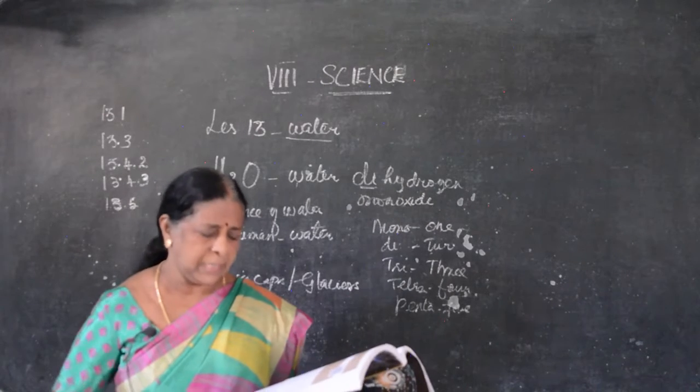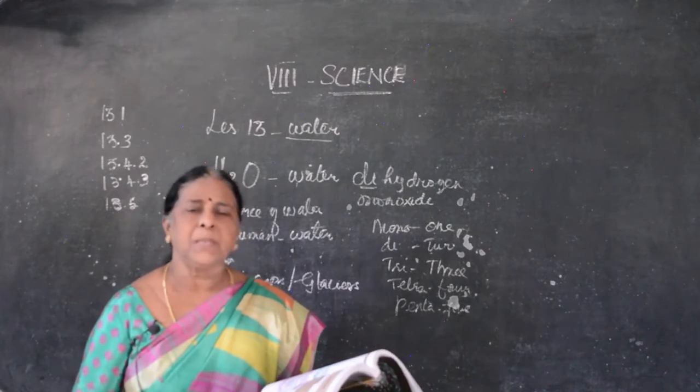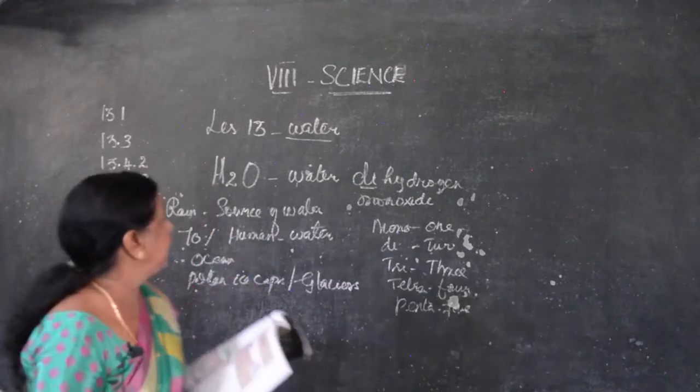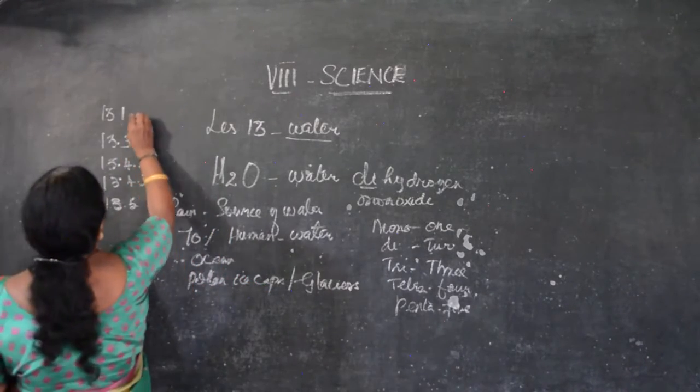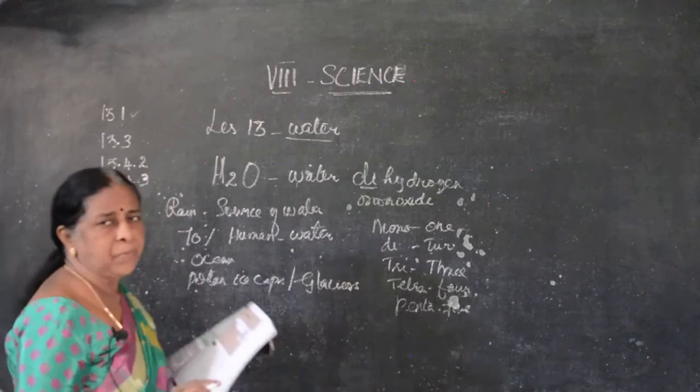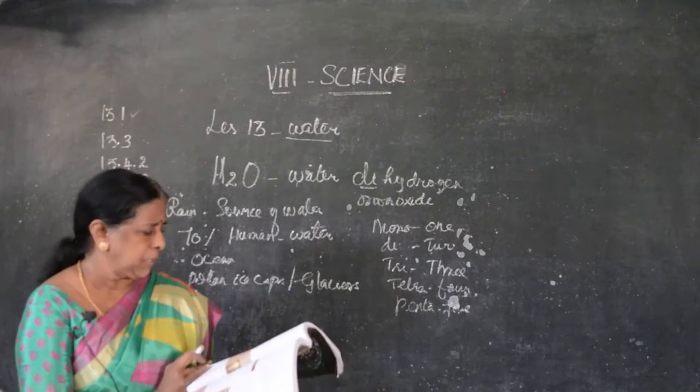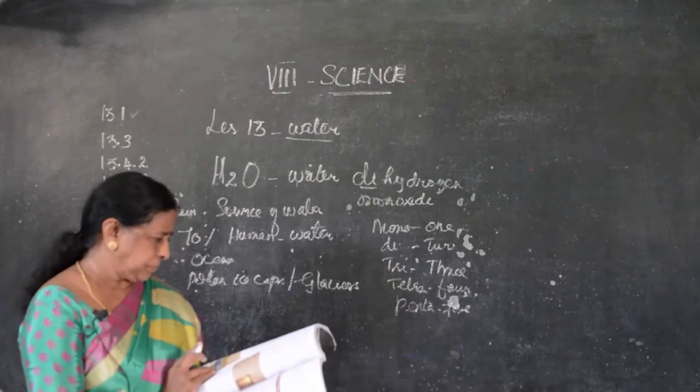That is known as what? Electrolysis. Clear? Till that only in the first paragraph. That is 13.1, composition. We have completed. Composition means what it is made up of. It's clear now. Now we have to take 13.3.